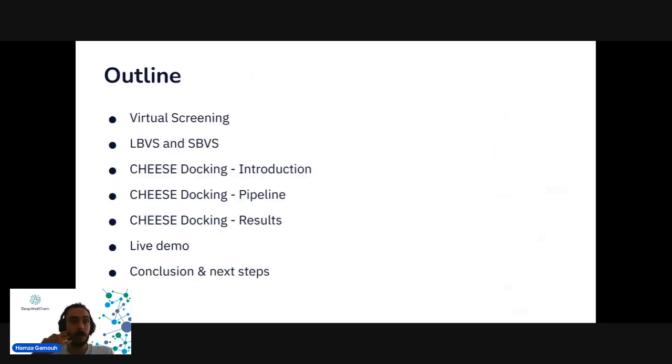For this presentation, we will start with introducing a bit of virtual screening and the current challenges that we have there. Then we will talk about ligand-based virtual screening and structure-based virtual screening. These are two main types of virtual screening. Then we will introduce our cheese docking pipeline, the motivation behind and why it's so interesting. We will describe how the pipeline works, where we integrate our cheese search API with the docking API with the docking tool like AutoDock Vina. Then we will show some results from some internal tests that we did on several targets. Then we will show how the pipeline works in practice by performing an API call and showing some results. Then we will finish by highlighting what's important in this pipeline and possibly some next steps.